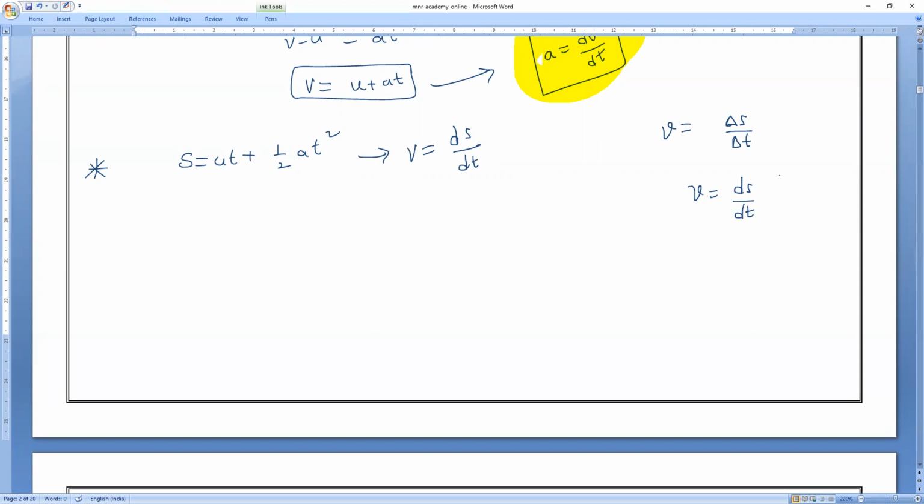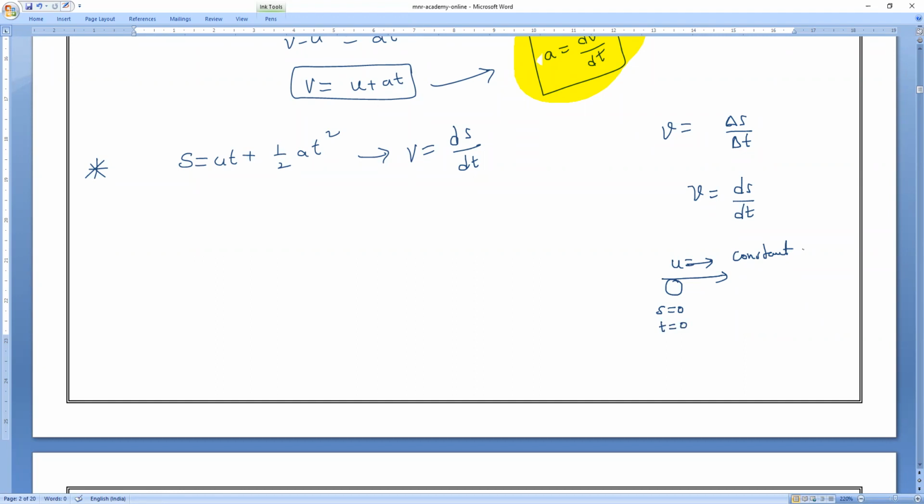Now let us take that the body is traveling with a constant velocity. So that velocity is the initial velocity u. Please respond. It is moving with a constant velocity, I am assuming. So initially, what is the distance covered by the body? Zero. And time is equal to zero.